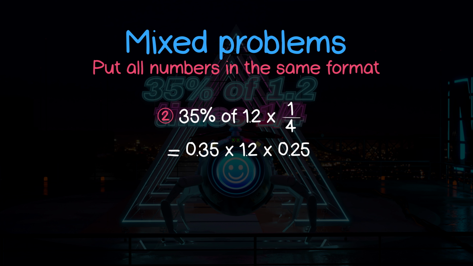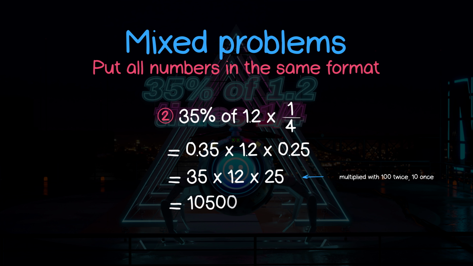So to get 0.35 to become a whole number, we have to multiply by 100 instead, because if we multiply by 10, we'd only have 3.5. So multiplying 0.35 by 100 instead gives us 35. Now 1.2 we need to multiply by 10. And finally 0.25 we need to multiply by 100, giving us 25. Now we have 35 times 12 times 25, and this is 10,500.